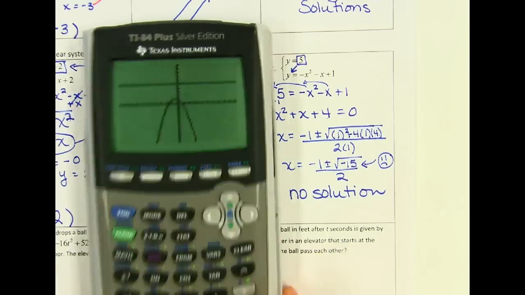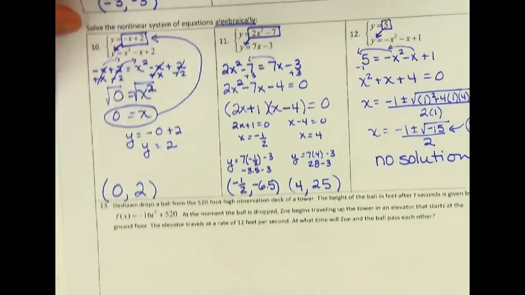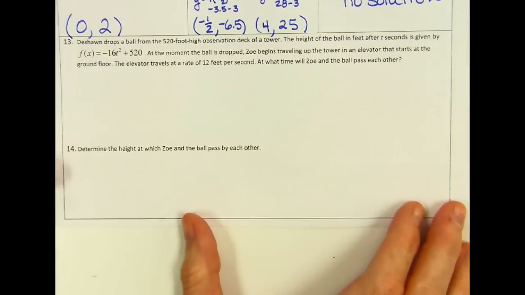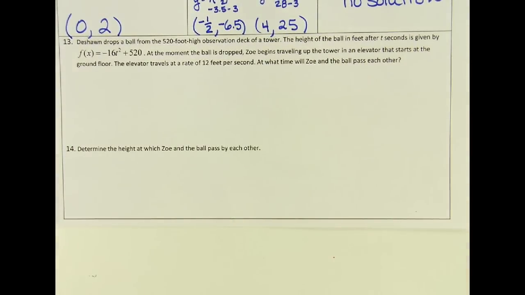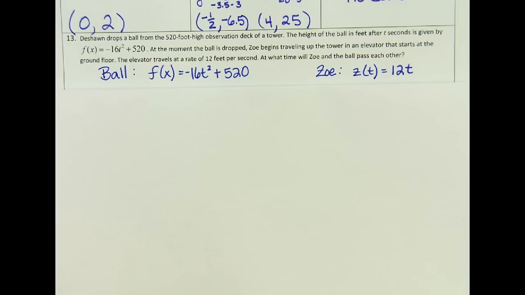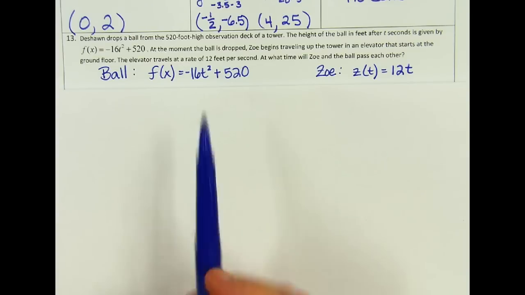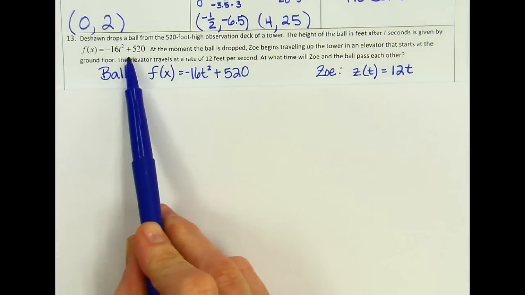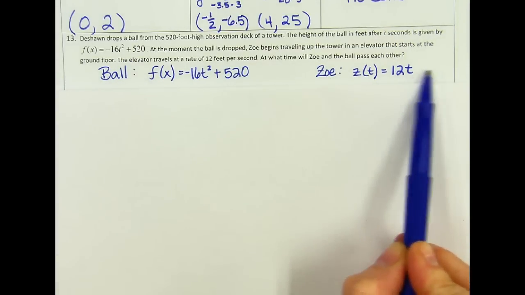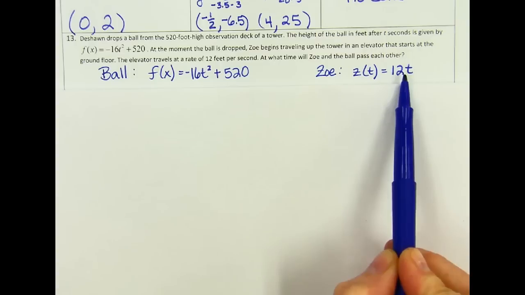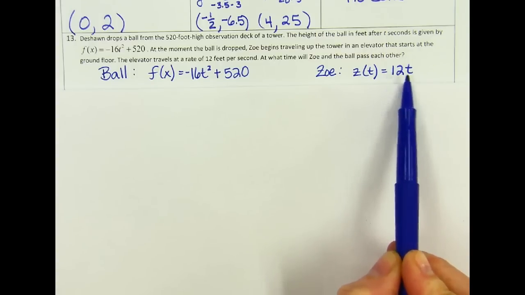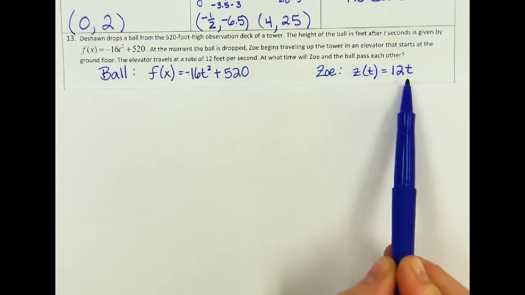Now, the last thing we need to talk about is question 13. It is the word problem of two things happening at the same time. So I would like for you to read the situation and then try to come up with an equation for Zoe on the elevator. Okay, I hope that you realize the ball equation was given to you in the problem, but Zoe started at the ground floor and she is traveling up 12 feet per second. So these are the two equations.